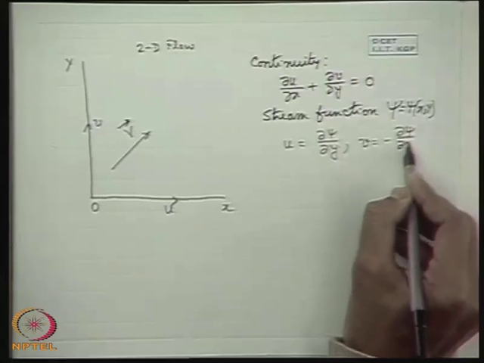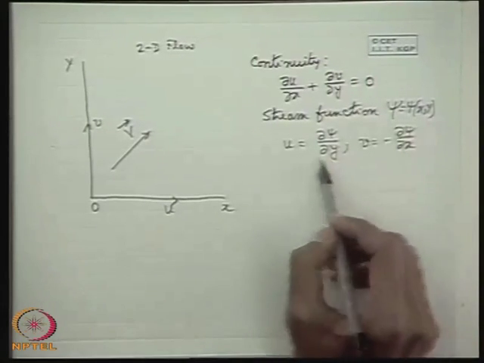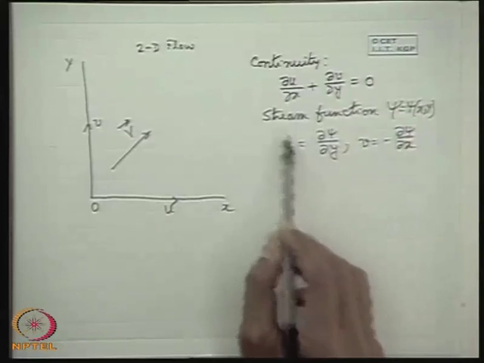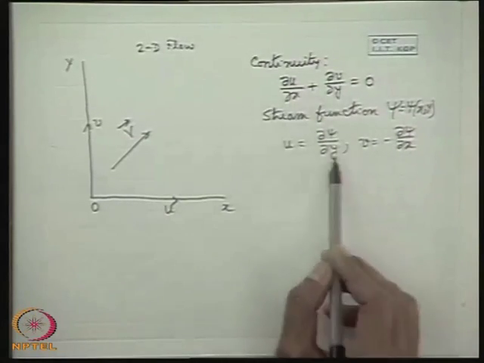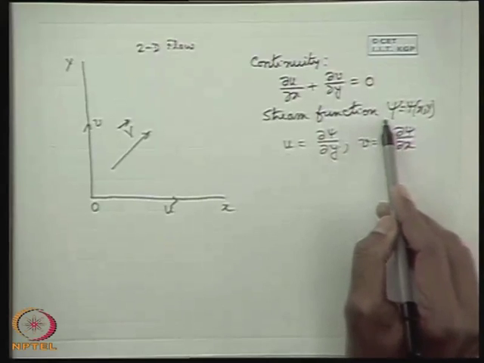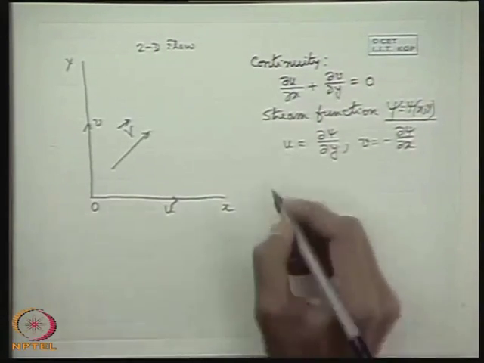One is positive, another is negative, so that the psi function, that is the stream function, automatically satisfies the continuity. You see that if we substitute u and v from this definition, we get that this automatically becomes 0. That means the stream function automatically satisfies the continuity. This we have already recognized earlier.